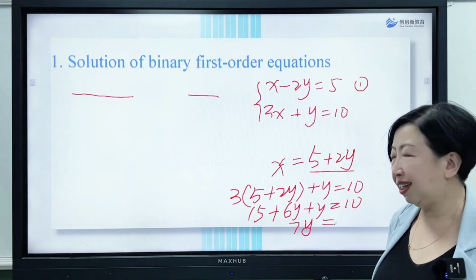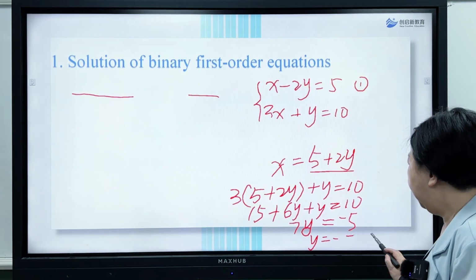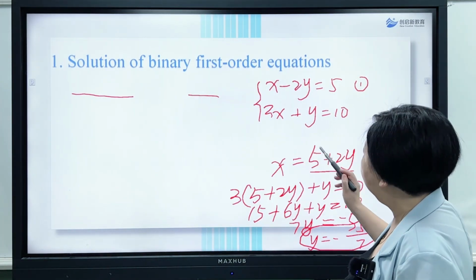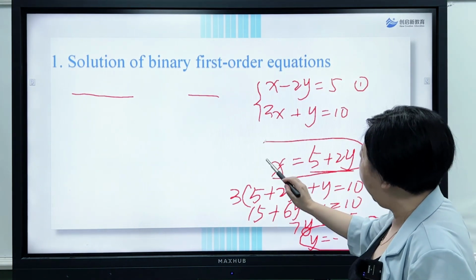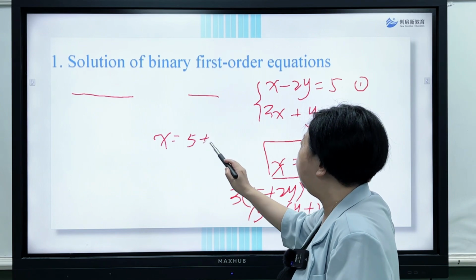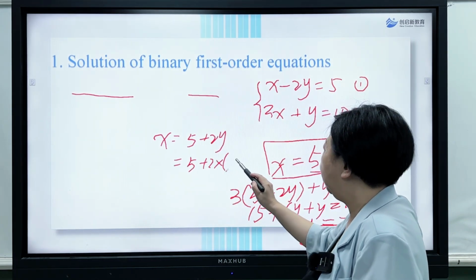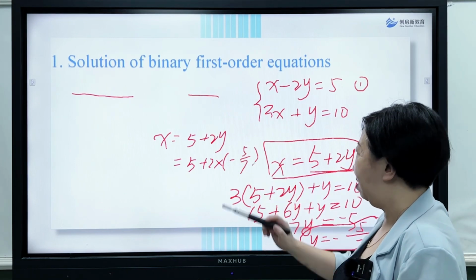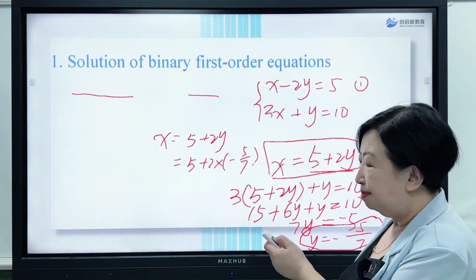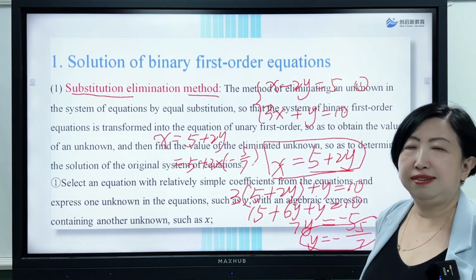Of course, it's negative 5. So y is negative 5/7. We know y, and we can find x. x equals 5 plus 2y, that is 5 plus 2 times negative 5/7. Okay, we can get the answer. This method we call the substitution method.